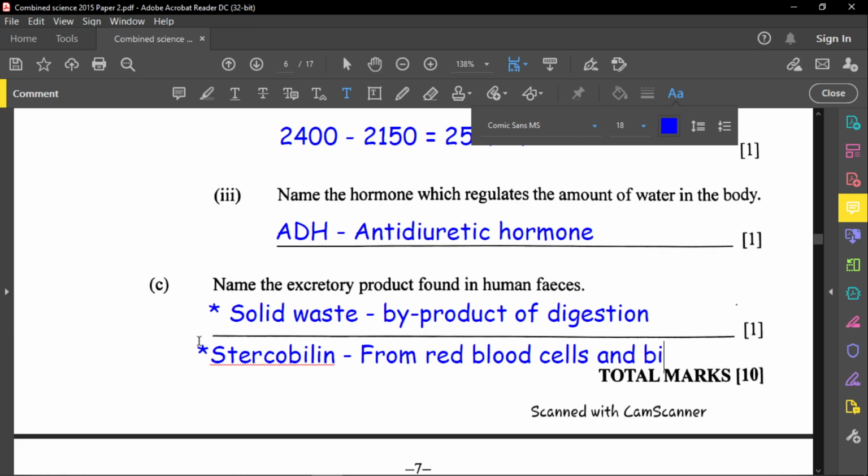From bile. And so for our stercobilin, the bilin is what gives the feces its brownish color. So it makes feces brown. Okay, so it makes feces brown, just to make a note of that.